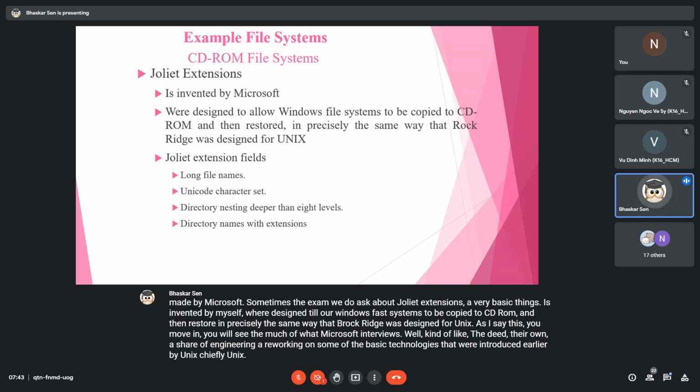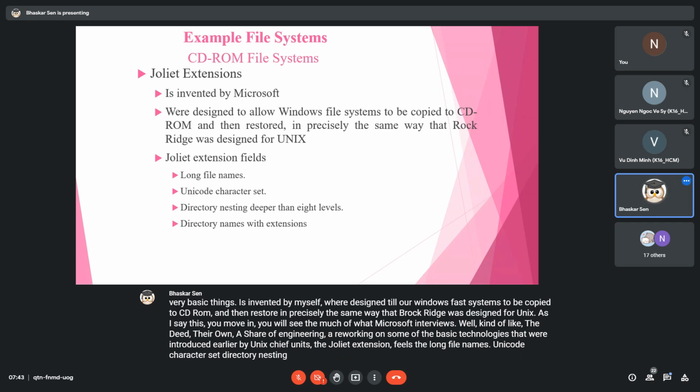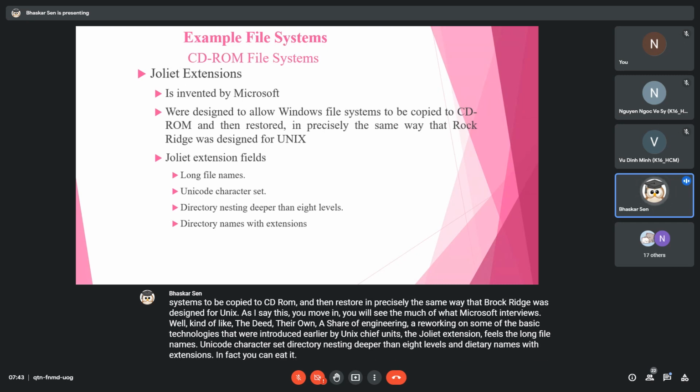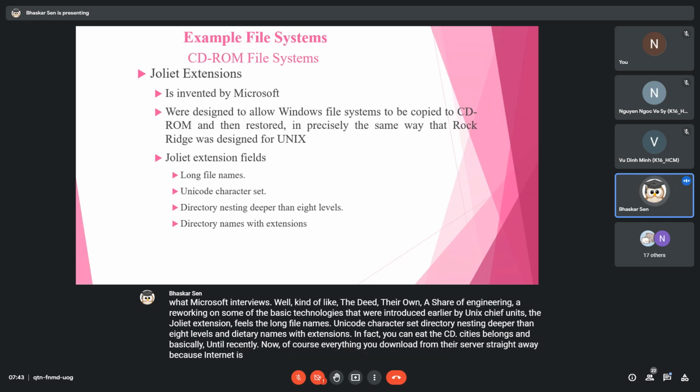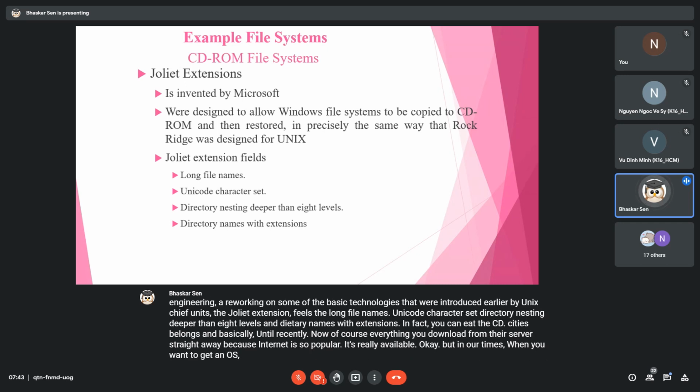Okay. The Joliet extension allows long file names, the Unicode character set, directory nesting deeper than 8 levels, and directory names with extensions. In fact, we can read the CD-ROMs, and basically, until recently, now of course, everything you download from a server straight away because the internet is so popular and so readily available. But in our times, when you wanted to get an OS, an operating system, it must come in a CD.